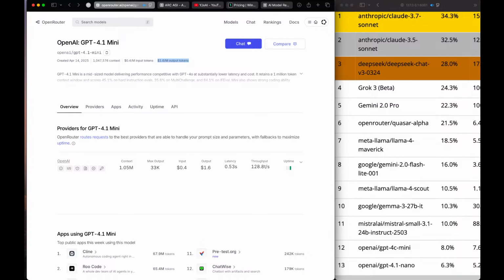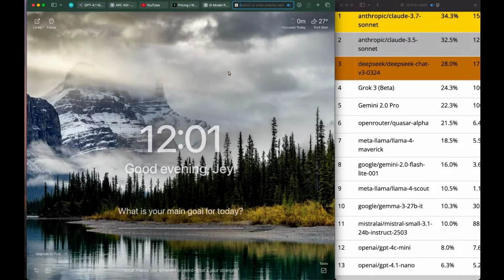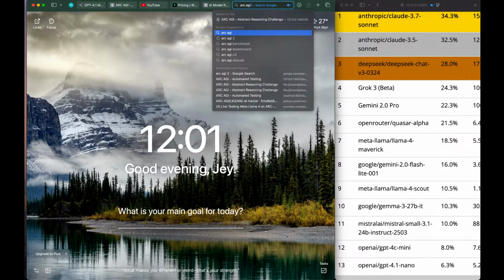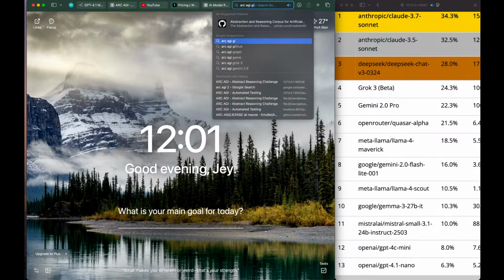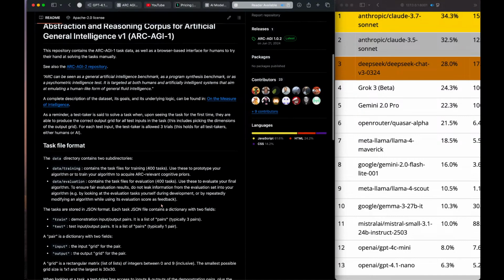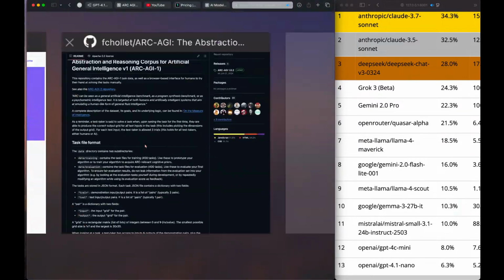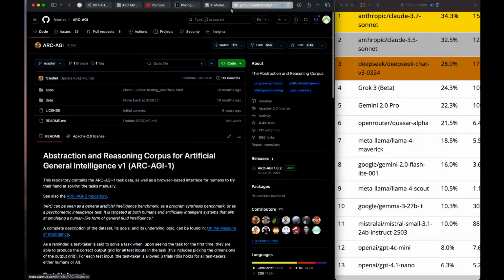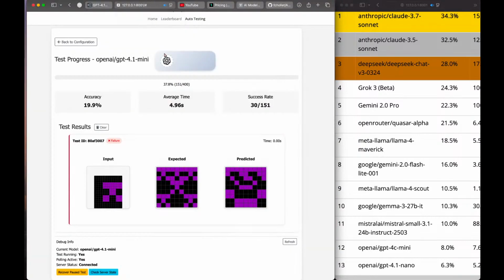Talking about the ARC AGI leaderboard, it's a public dataset that is available for anyone. If you go on to the ARC AGI GitHub, that is publicly available, as you can see. It's publicly available, but I have made some modifications so that I'm automatically able to run the tests.